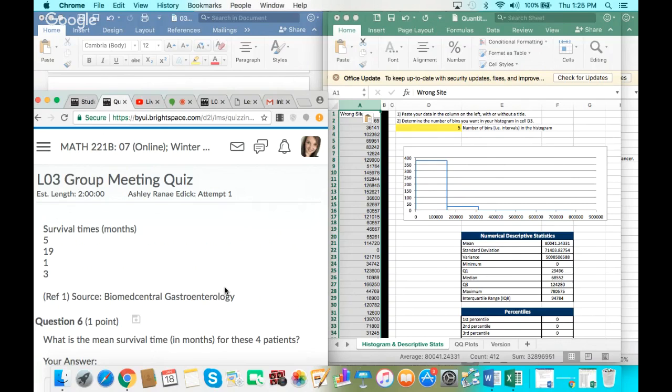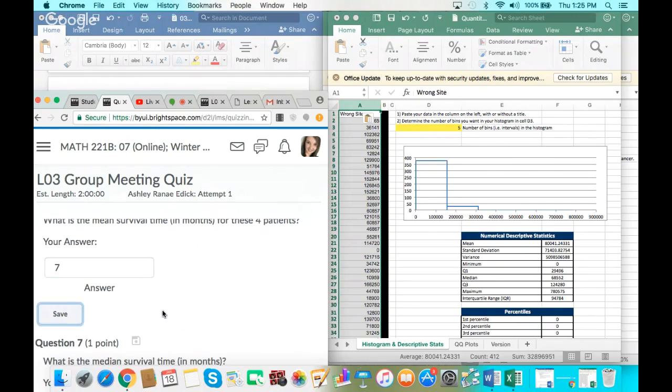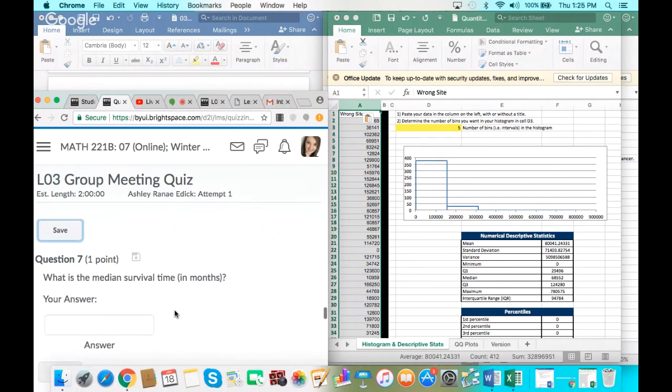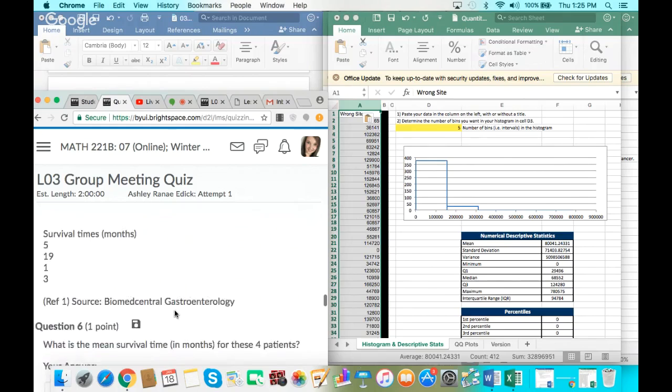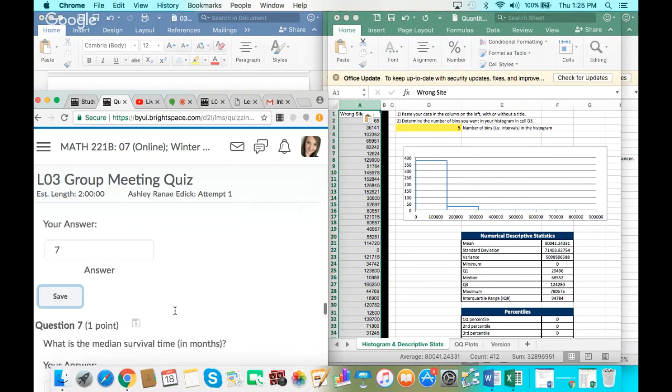I'm just gonna use the calculator. 5 plus 19 plus 1 plus 3 equals 28, divided by 7 is 4. So 7 months. What is the median survival time in months? It would be 5 plus 3 divided by 2, which is 4.